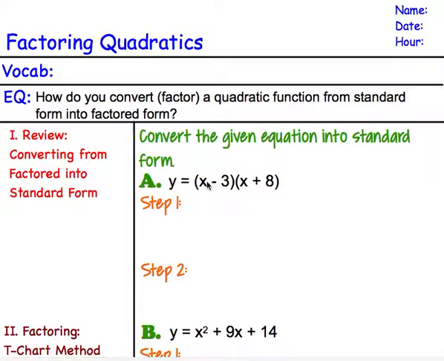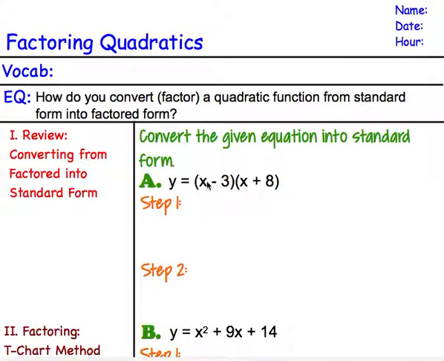This is going to be taking what we've already done, which we're going to review in just a second, and kind of going back the other direction. So first, let's refresh our memory from learning target 27, where we took a factored form of an equation and changed it into standard form.